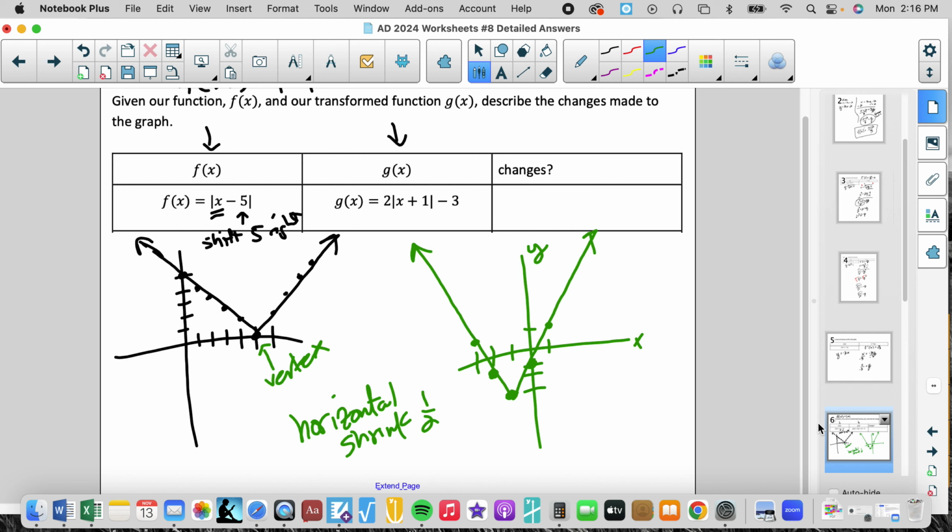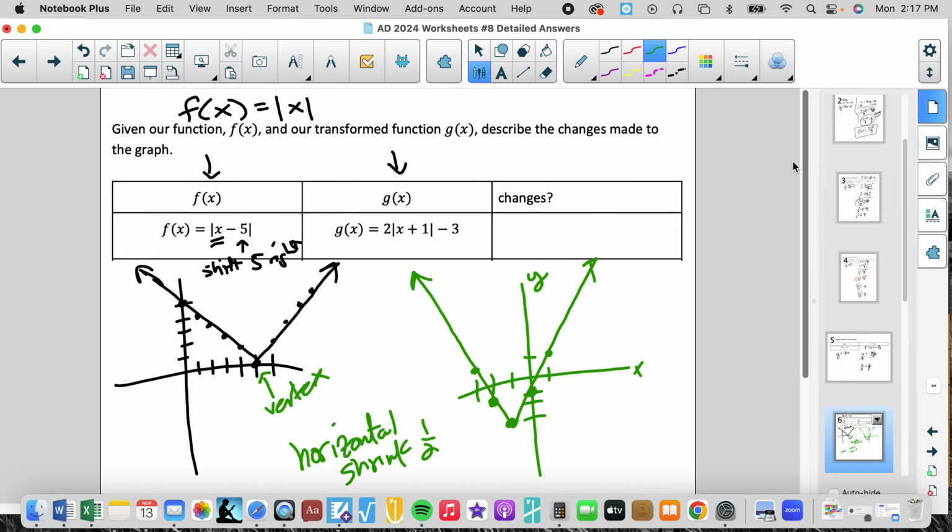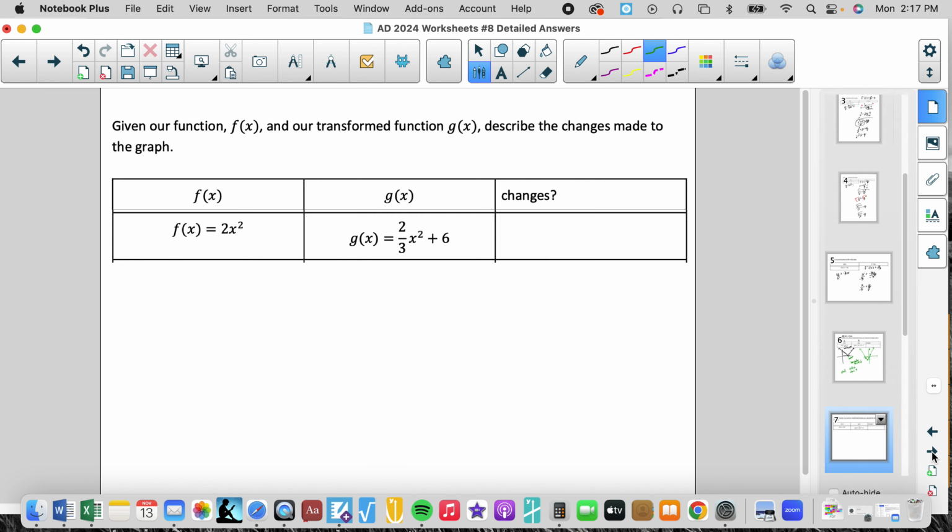And then where does it go from the vertex? 1, 2, 3, 4, 5, 6 to the left and down 3. Left 6, down 3 is my shifting. Shift horizontally left 6, or horizontal -6, and down 3. So that'll be interesting to see if that's what they want, the changes. That was pretty sophisticated as a first problem. So I'm going to have to look at the answer key.